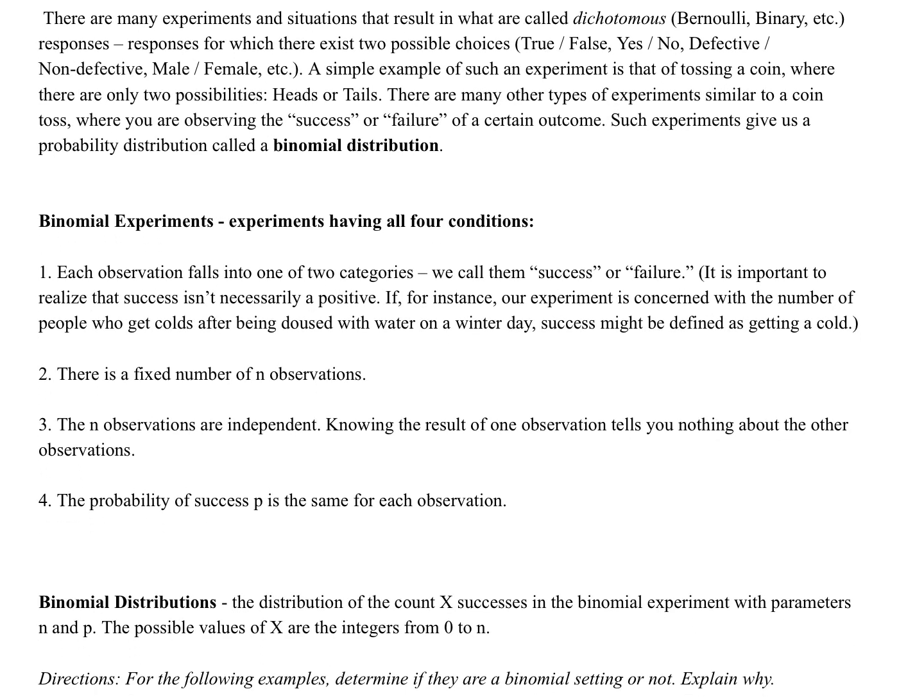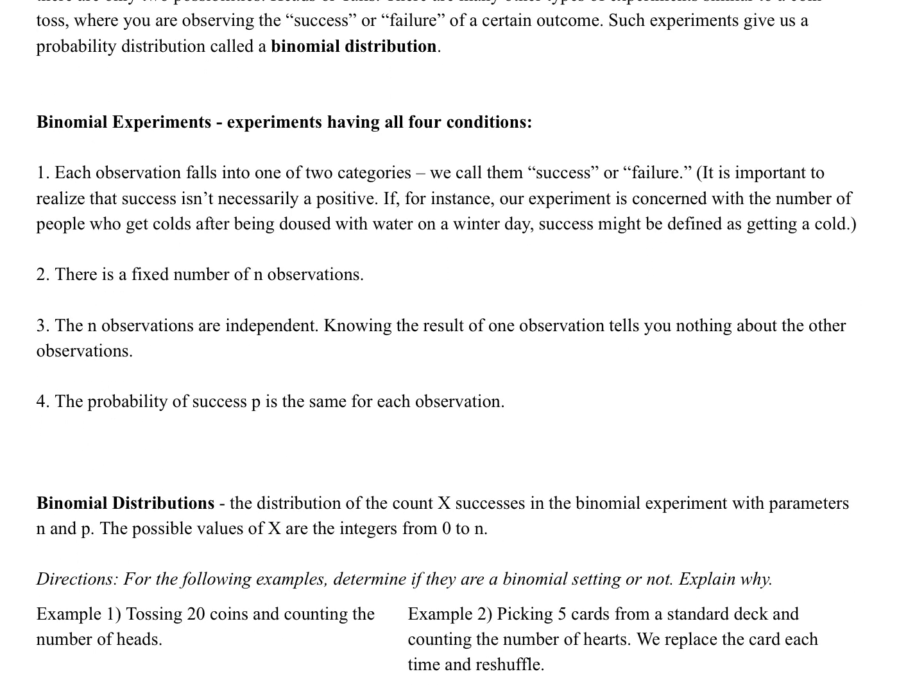There are 4 conditions that an experiment has to meet in order to be considered binomial. Obviously, the first one is that it falls into one of two categories, success and failure. Now, it is important to recognize that success doesn't necessarily have to be a positive, because if, for instance, we're looking at the number of people who get colds after being doused with water, success might be defined as getting a cold, and failure would be they don't get a cold.